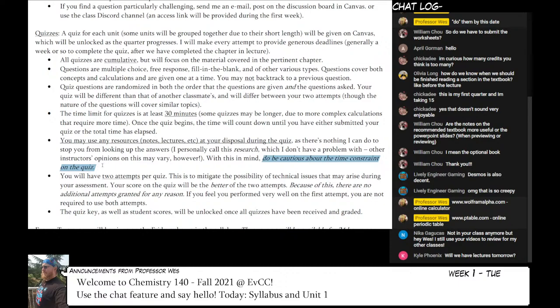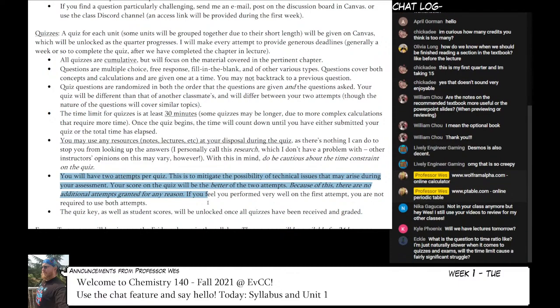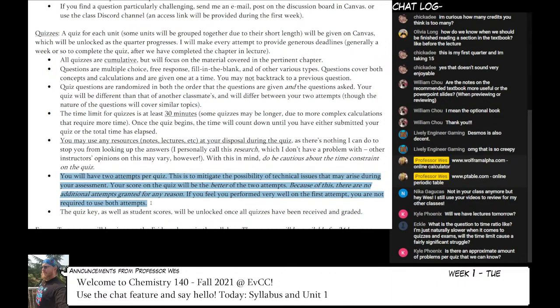Now, you do get 2 attempts per quiz. I take the better of your 2 scores. And your final score is whichever of your quizzes you did better on. Usually, people do better on the second attempt because they have seen the question types. Not necessarily the questions, though, because the questions are randomized. On a 10-question quiz, I have a pool of like 25 questions. Like maybe 5 of this type and 3 of this type and 2 of this type and whatever. And I pull X number from each pool, and then there's your quiz.